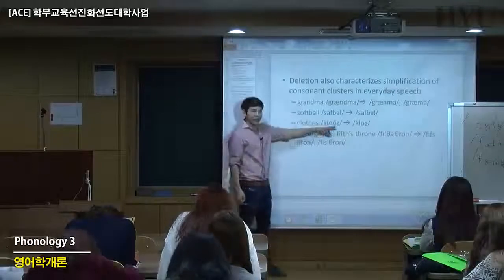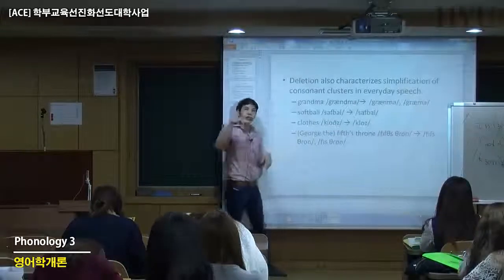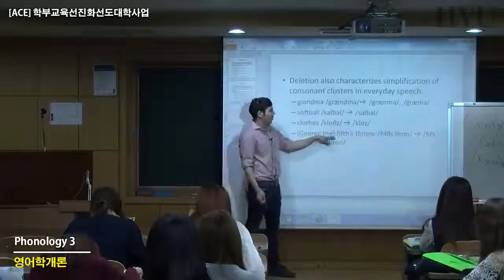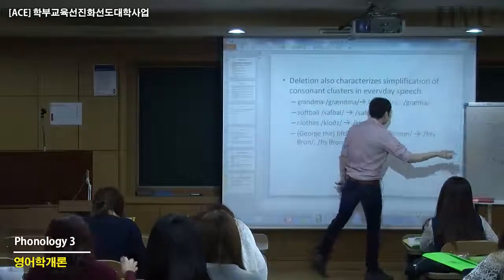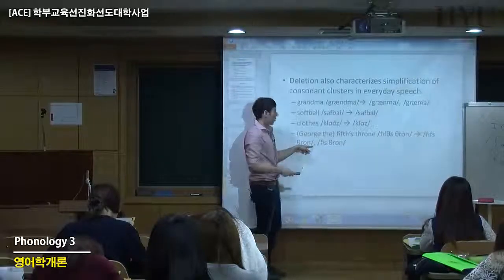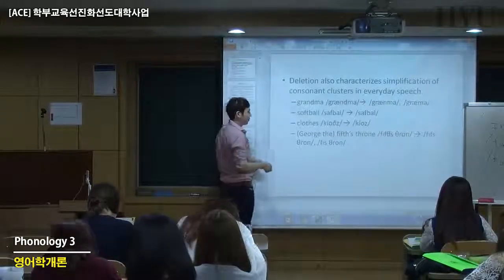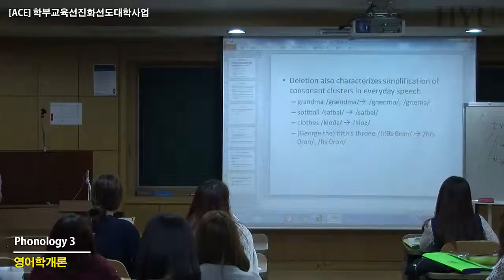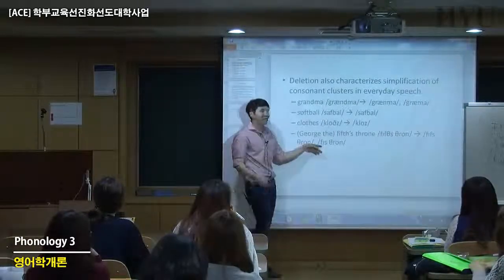Or the word clothes, in careful pronunciation, clothes. But we usually delete the D. Or George the Fifth's throne, okay? You see how many sounds we have: the TH sound, the S, the TH, very difficult. So we just say fifth throne, or even fifth throne, in normal speech, because it's really hard to pronounce. We don't have to try, because in real life it's just fifth throne.